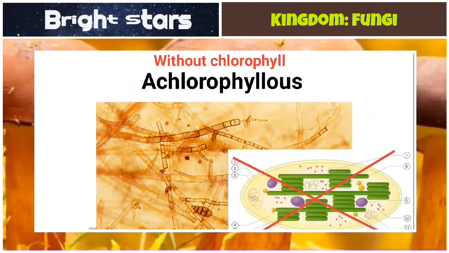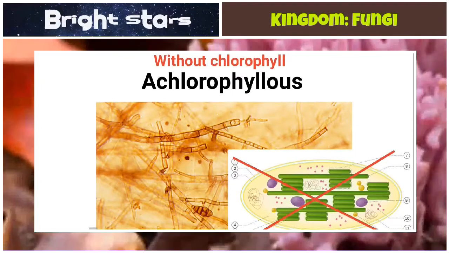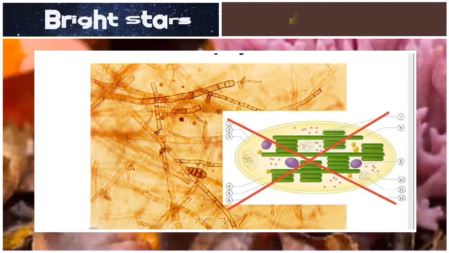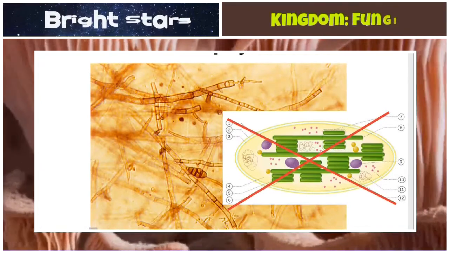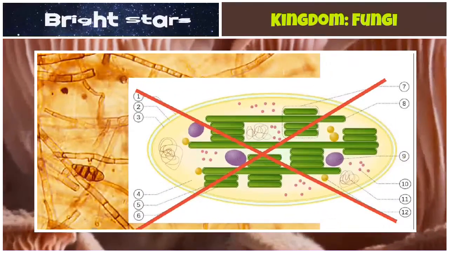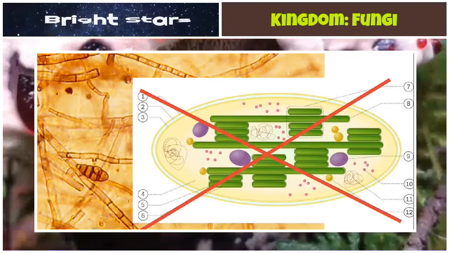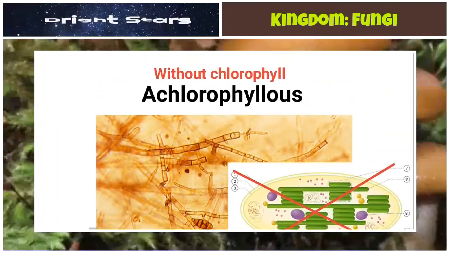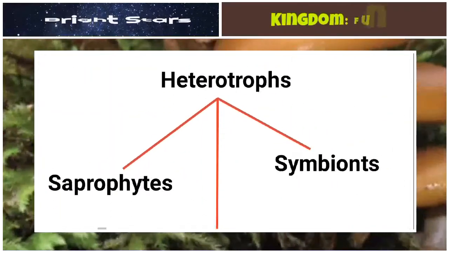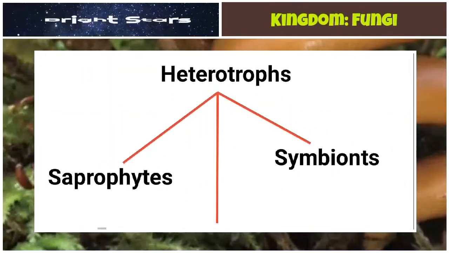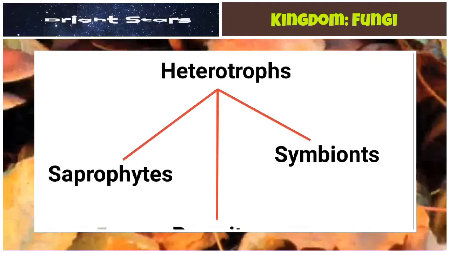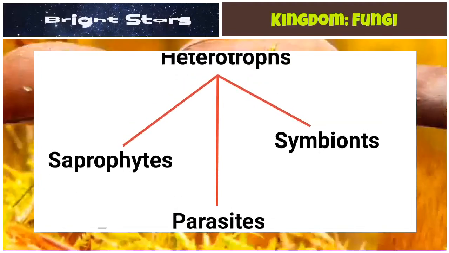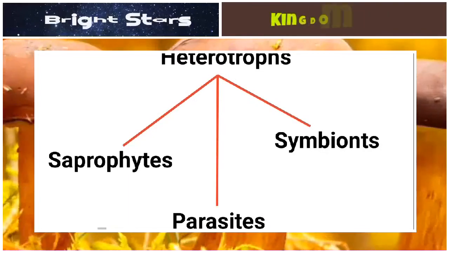So achlorophyllous means without chlorophyll. Fungi do not have chloroplast and chlorophyll pigments. So chloroplast is absent among fungi. That's why they are heterotrophic organisms. So heterotrophs are of different kinds. Here heterotrophic fungi are of three different kinds. They may be saprophytes, parasites and symbionts.